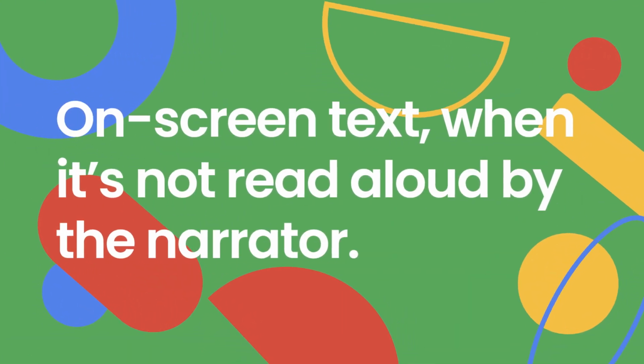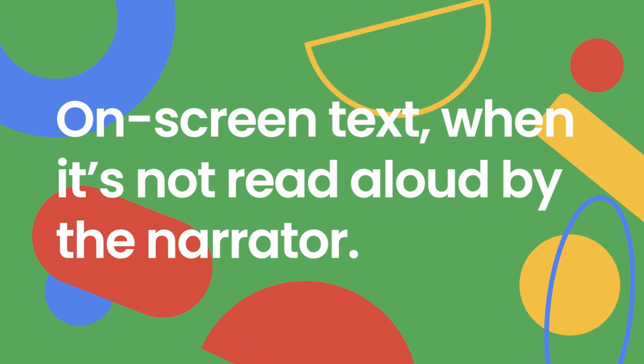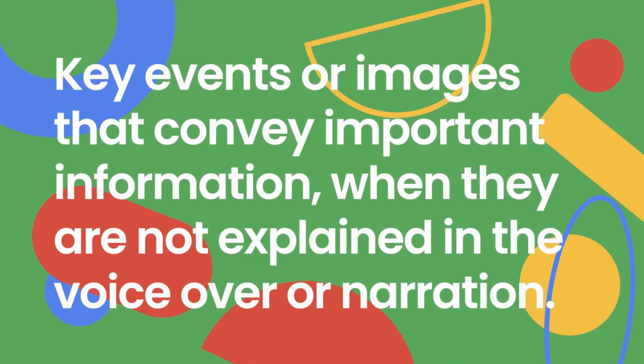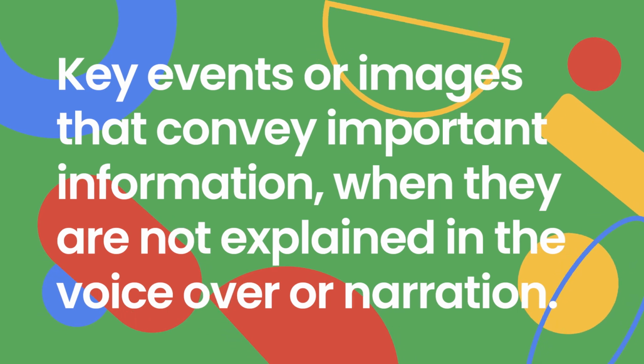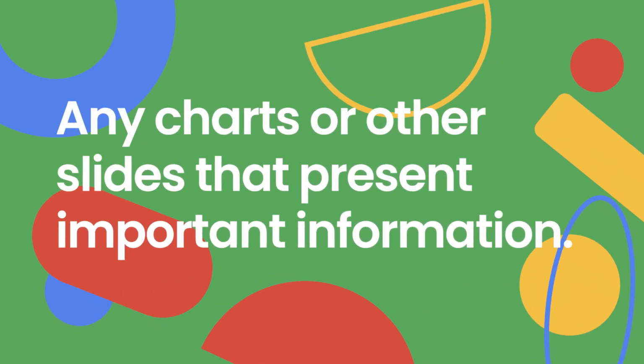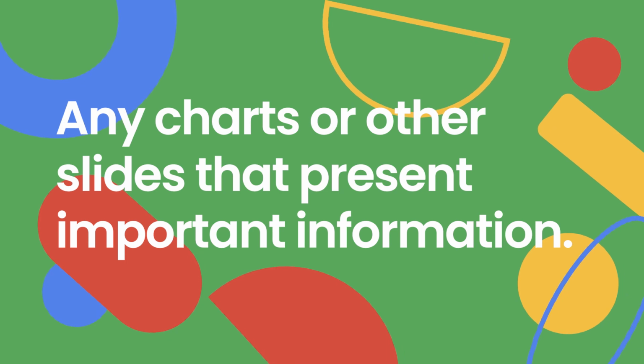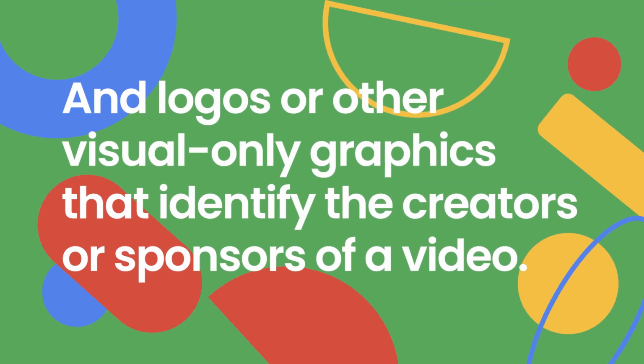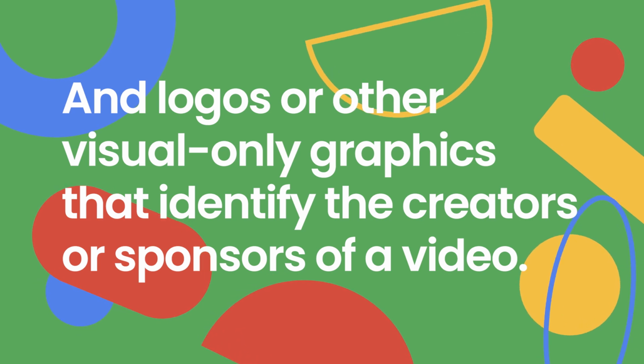The most important elements to look for are on-screen text when it's not read aloud by the narrator, key events or images that convey important information when they are not explained in the voiceover or narration, any charts or other slides that present important information unless the original audio describes their content, and logos or other visual-only graphics that identify the creators or sponsors of a video. Watch the video again with the AD narration inserted.